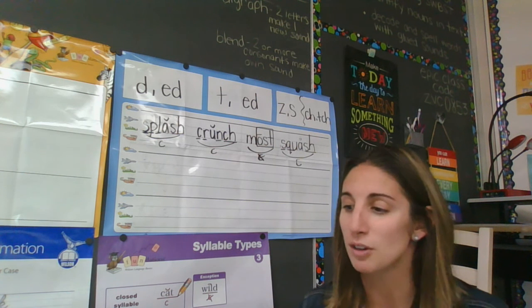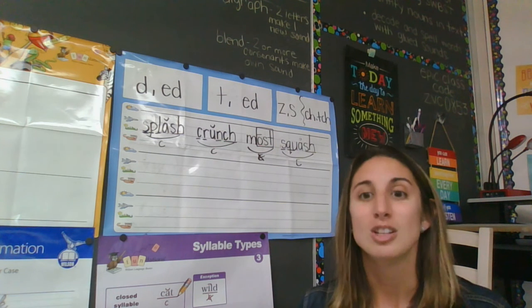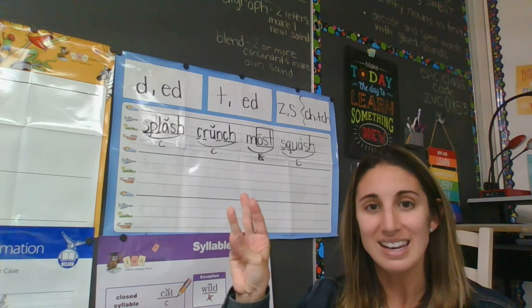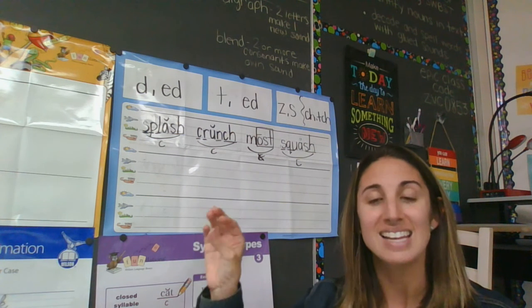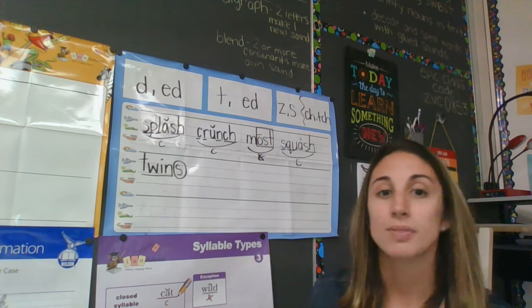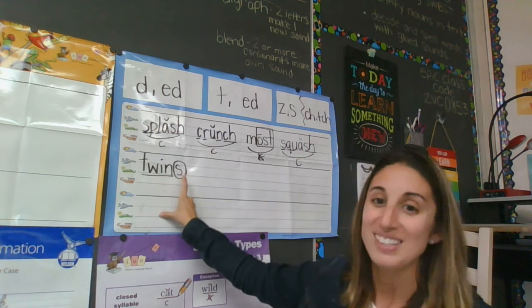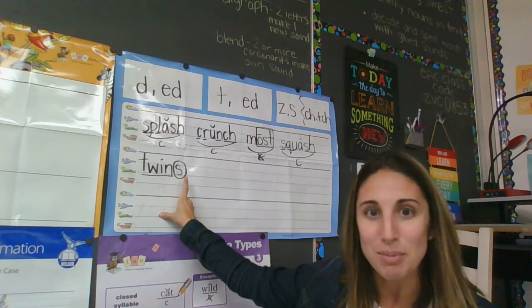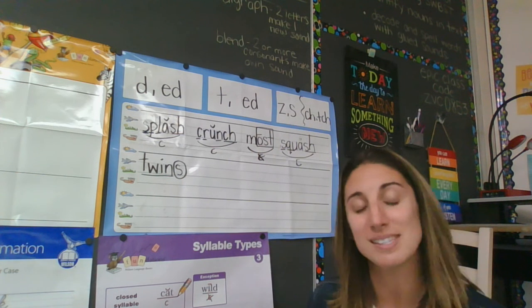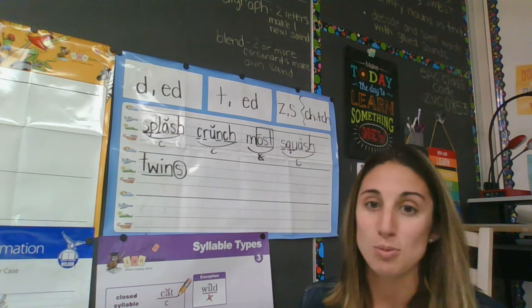So let's try the first one. The word is twins. Say it. Twins. T-w-i-n. Twin. Add that suffix last. Go ahead and try. Okay, how did you do? T-W-I-N. It's not a Z, it's an S. Remember from up here, sometimes our S sounds like a Z when it's attached to the end of a word. All right, let's try the next one.